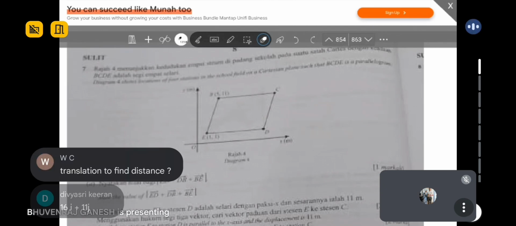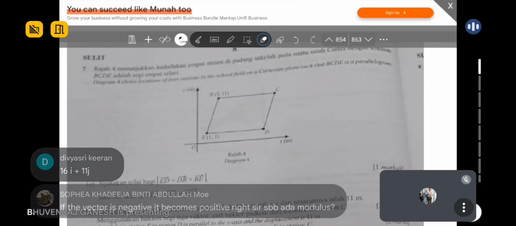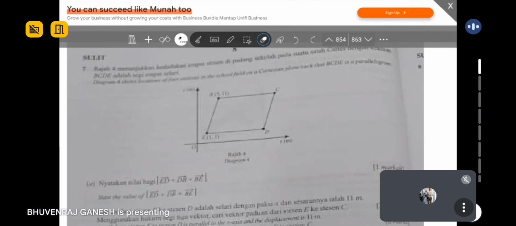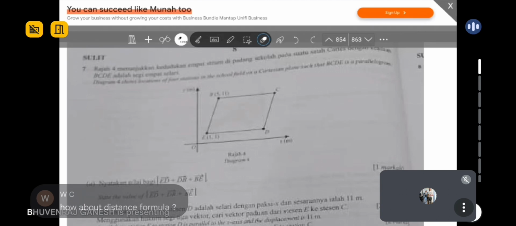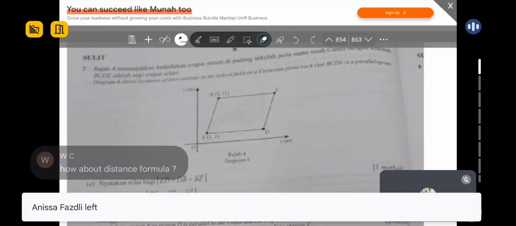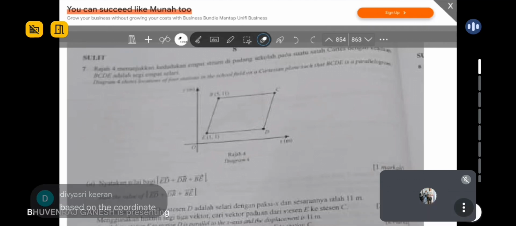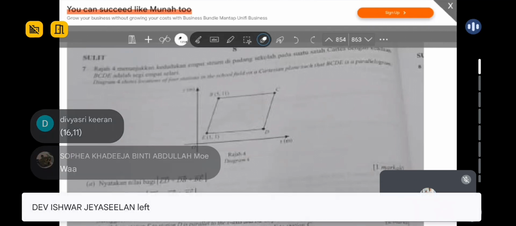Translation to find distance. 16i plus 11j. Let me see. What is your concept to get 16i plus 11j? If the vector is negative, it becomes positive, right? Yes, modulus selalu kita ambil positive. How about distance? Distance formula can use in vector based on coordinate.